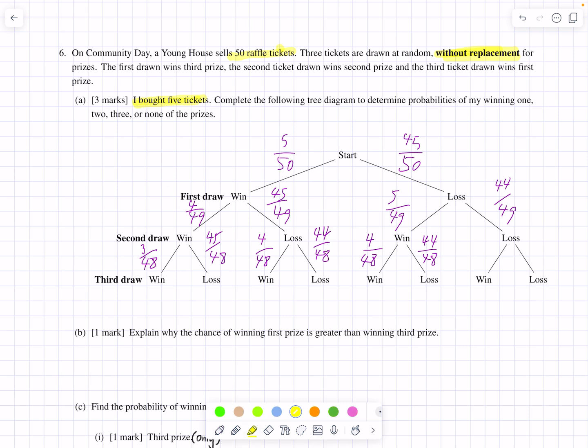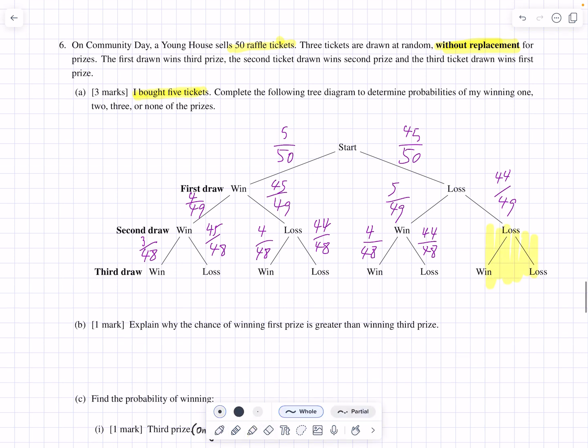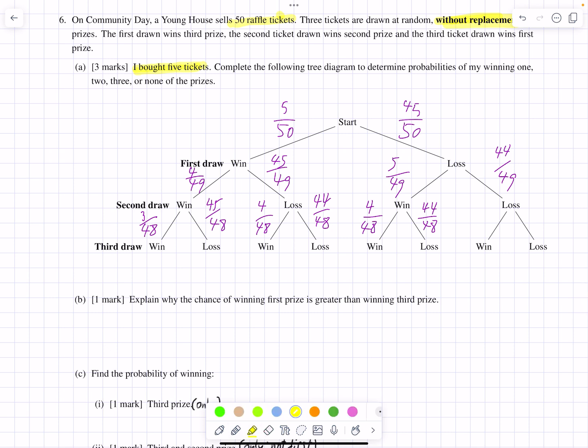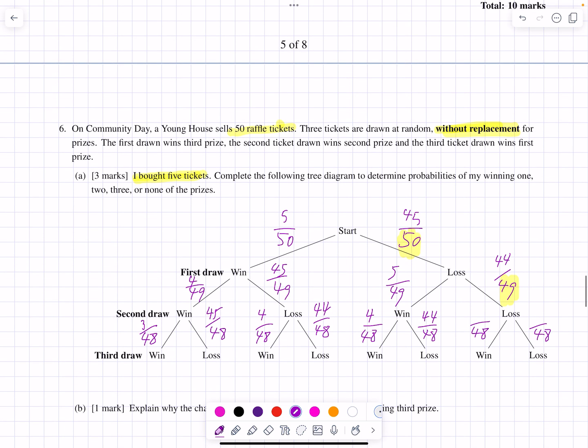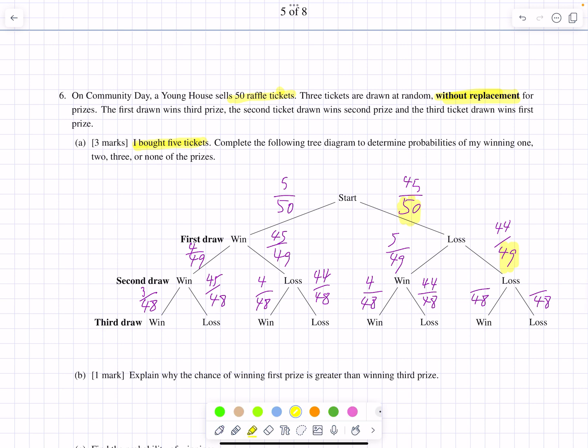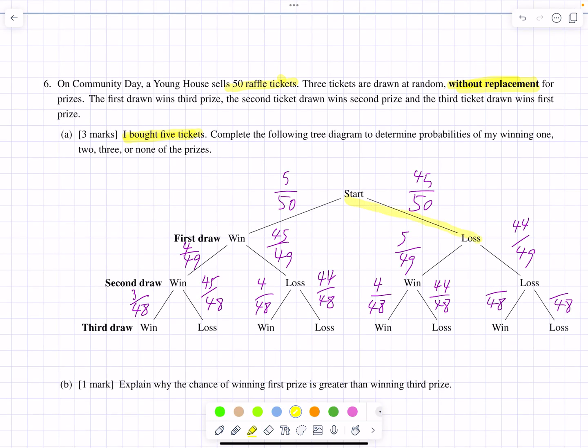And then finally, on the right here, what happens in this situation? We have 50 tickets, 49 tickets, and so now we've got 48 tickets remaining, because we're doing without replacement. What happens on this left-hand situation here, where we lost and won? How many chances of winning here? We've got 5. Still 5 chances of winning, and then we've got 43 there.